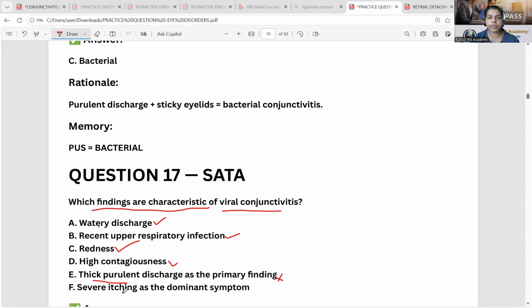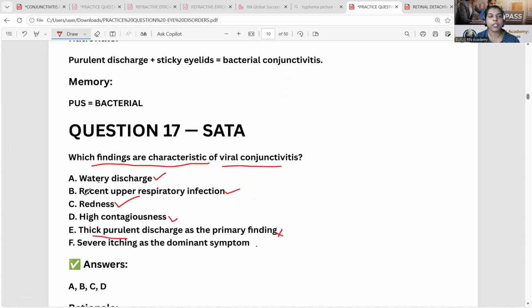This can also be eliminated because severe itching is not a dominant symptom, because there are other symptoms as well. Redness will be there, watery eye discharges will be there. Now, we can check with the answer. So mostly the answers are which ones? A, B, C, and D.